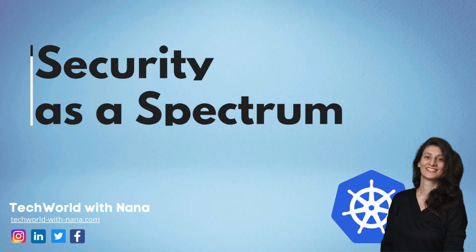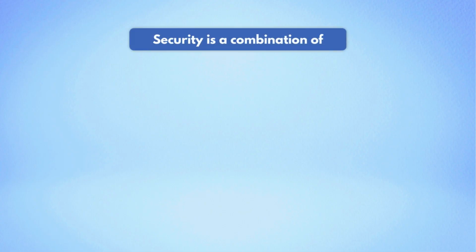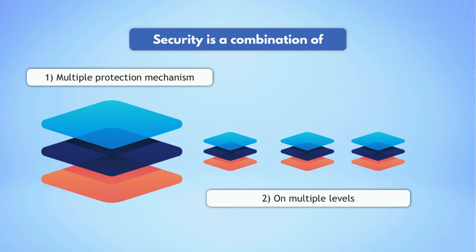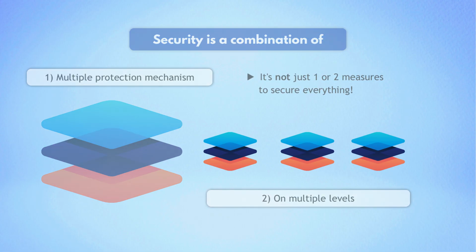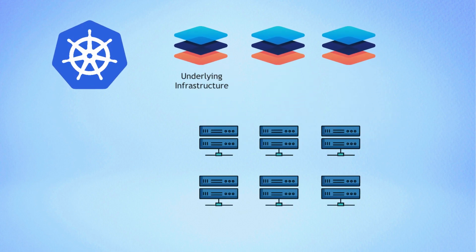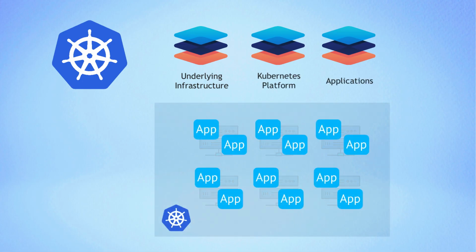When we talk about security, it's also important to understand that security is a combination of multiple things on multiple levels. So it's not just one or two things that you do that basically just secure everything. In case of Kubernetes, we have the underlying infrastructure, then the Kubernetes platform that is running on that infrastructure, and the applications running inside Kubernetes platform. So all these levels need to be secured individually, which is quite a challenging job.